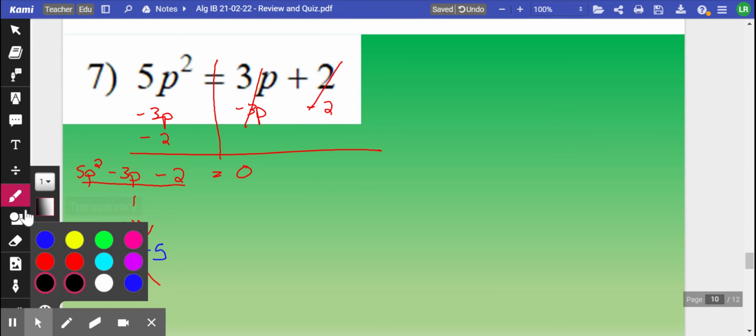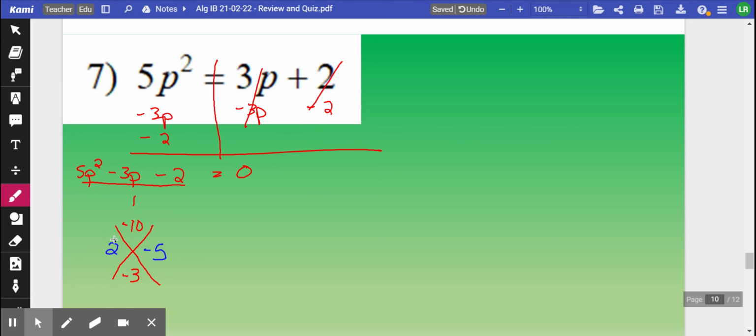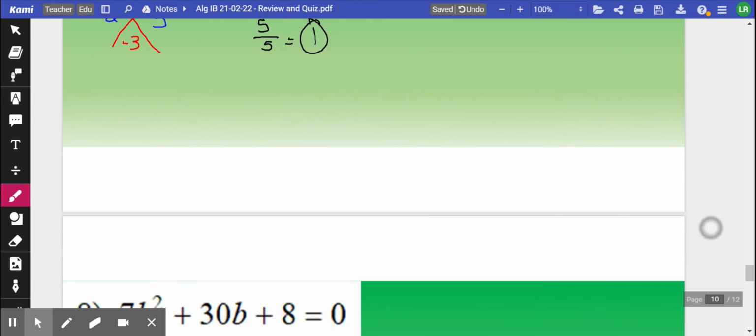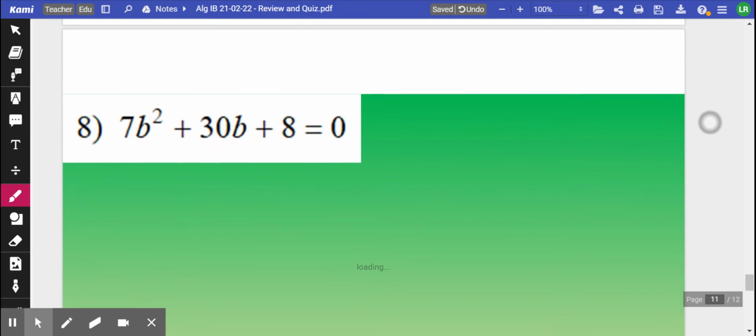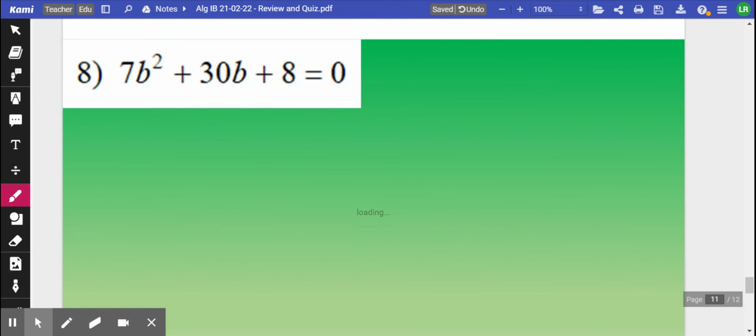So when I go to solve, opposite would be negative 2 divided by my a value. Opposite of negative 5 is positive 5 divided by my a value. 5 divided by 5 is 1. And those would be my two solutions. Last one here. Go and pause the video and complete number 8.